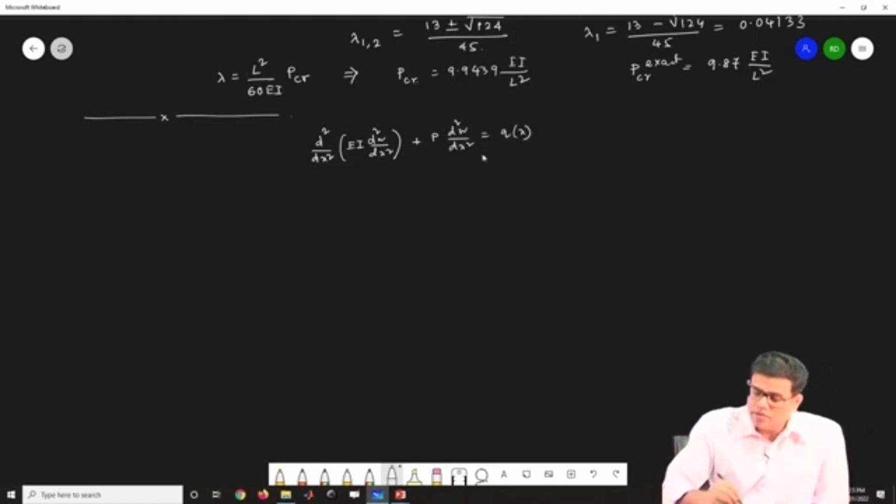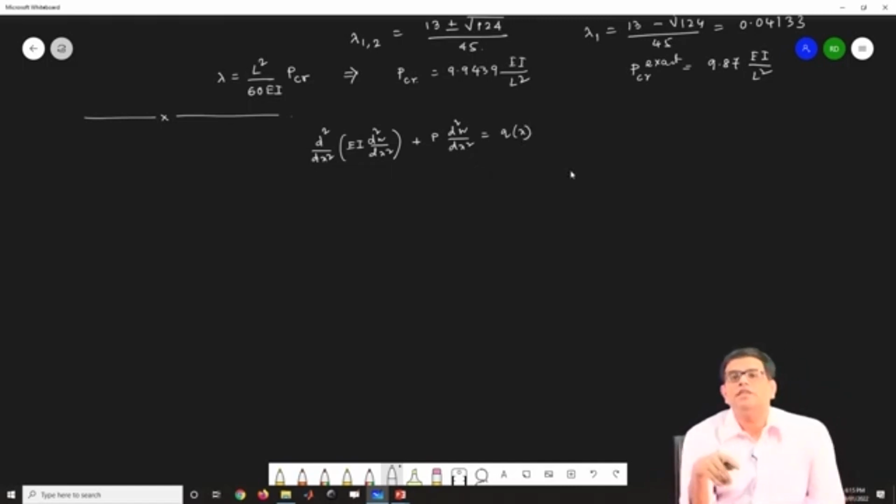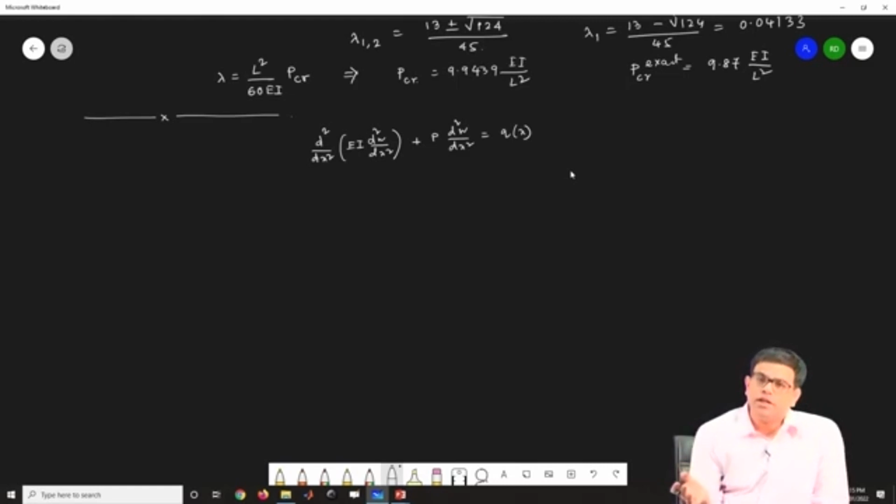So, this is a beam column equation. Now, if I just want to do a free vibration problem, for instance, a beam with an axial force, and I want to find out its free vibration, or the natural frequencies, or mode shapes, or the fundamental frequency, then this problem can be appropriately modified.